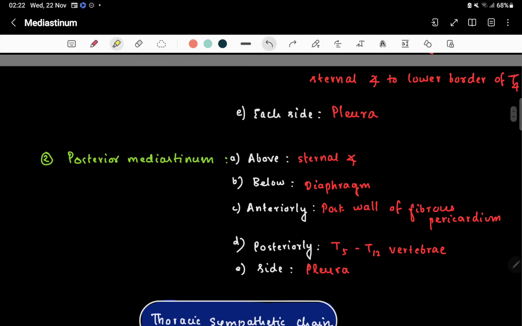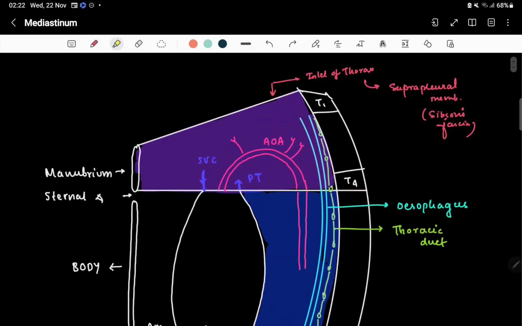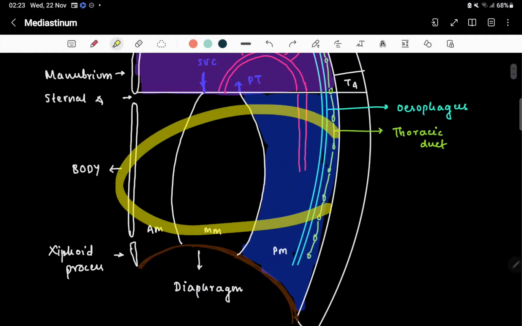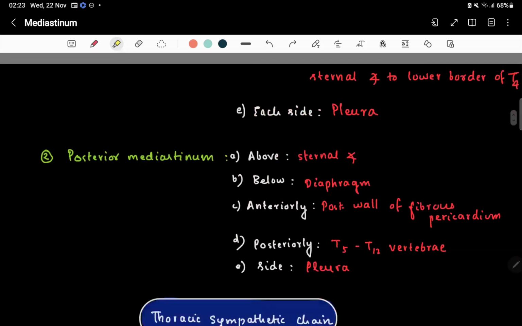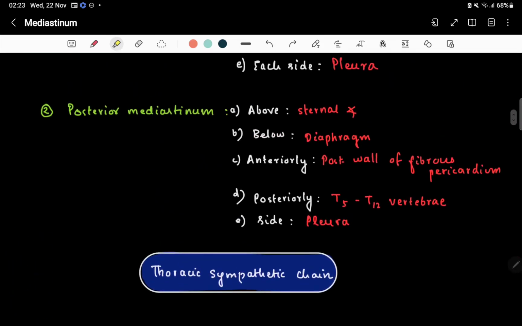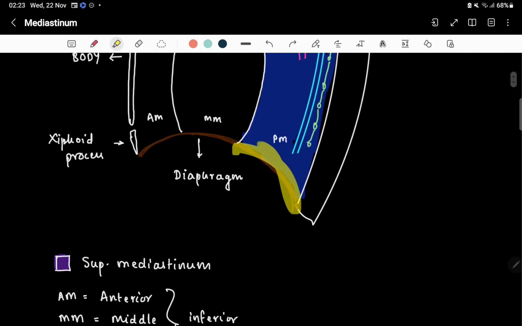Talking about the posterior mediastinum, above is your sternal angle. This is the posterior mediastinum, this part, and it is surrounded by the sternal angle in the upper part. Below you have your diaphragm.